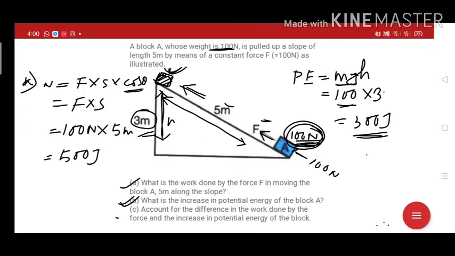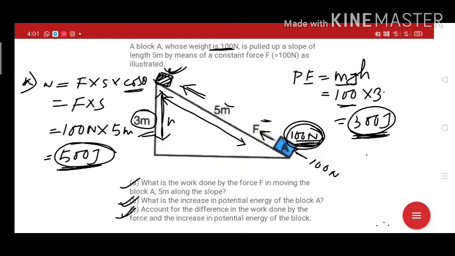Now go to the third question. Account for the difference in the work done by the force and the increase in the potential energy of the block. So what we know is that this work done and the energy should be equal, as I have said earlier, that the work done is actually the same as the energy in the body. But here we can see that work done is 500 joule, but the body is having 300 joule. So there is a deficit of 200 joule.